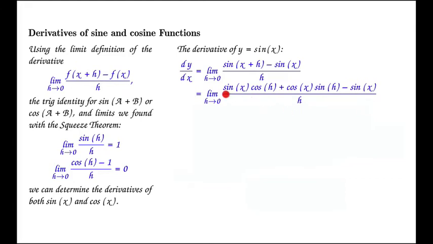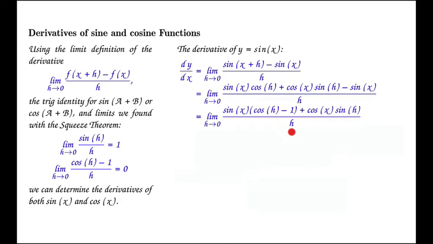Our next step is to group together the two sine of x terms in the numerator. I have sine of x times cosine of h, and I have minus sine x. So we'll group those together in the front, and we'll see that we now have sine of x all times cosine h minus 1, where that minus 1 is the placeholder for this minus sine x. And then our middle term that we didn't touch, plus cosine x sine h, all over h.